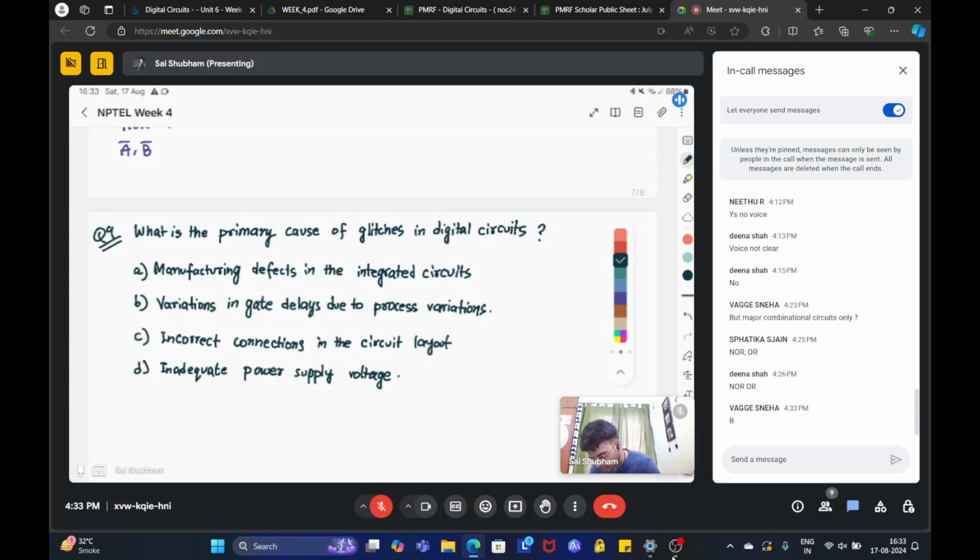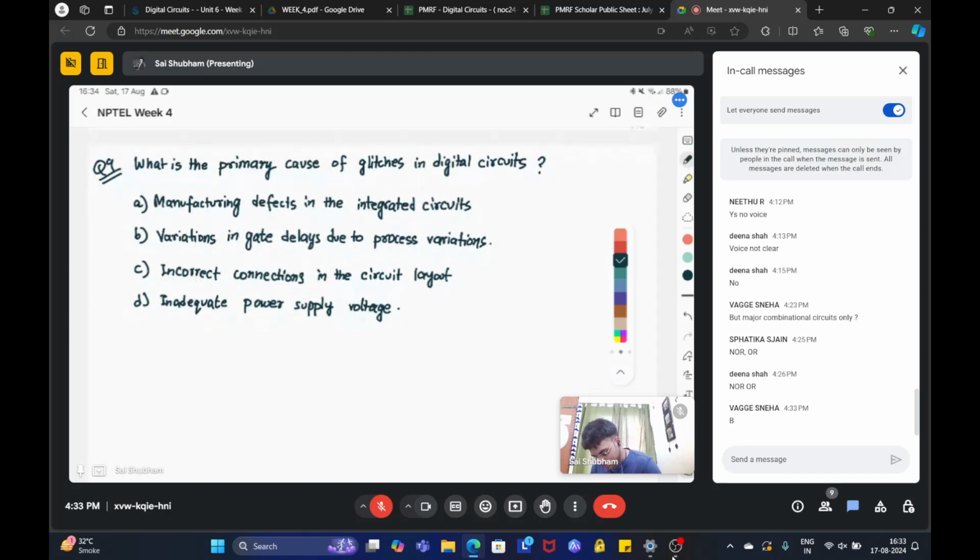So the question is, what is the primary cause of glitches in digital circuits? Options are: manufacturing defects in the integrated circuits, like when the chip is fabricated, there is some defect in the fabrication process, not in the design. Second is variations in gate delays due to process variations. Third is incorrect connections in the circuit layout. And fourth is inadequate power supply voltage. So I will give you 2 to 3 minutes to think. Okay, what can be the possible reasons?